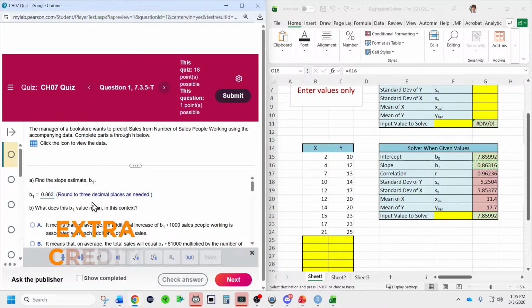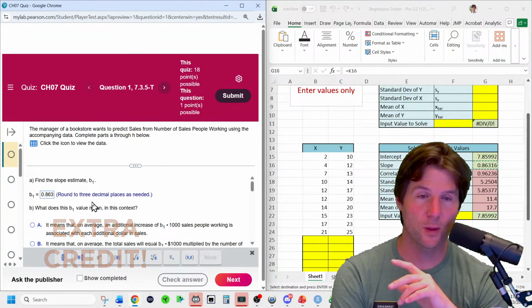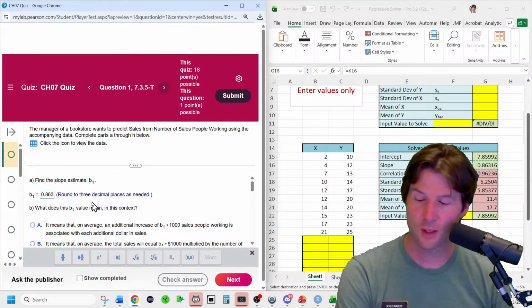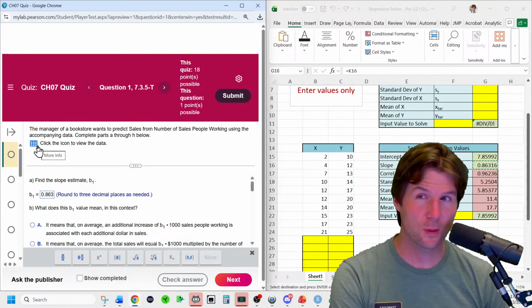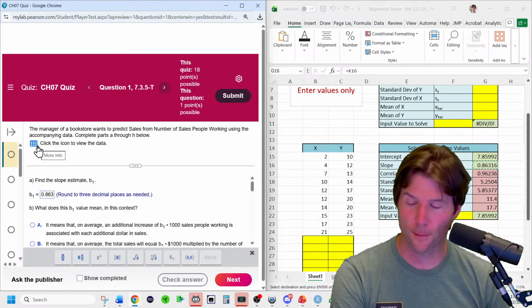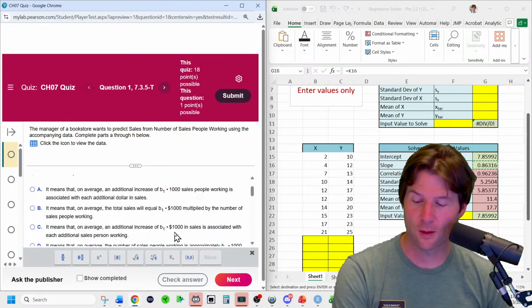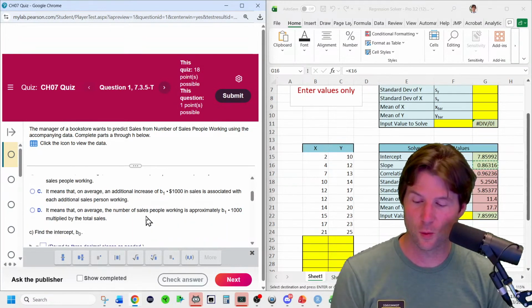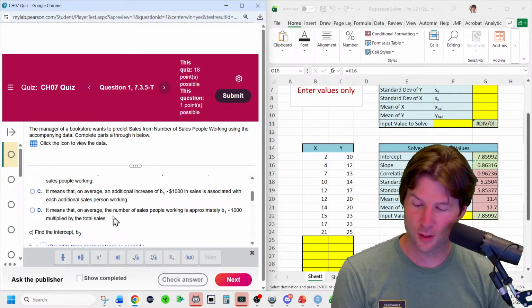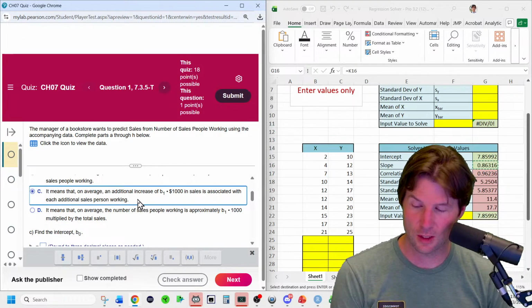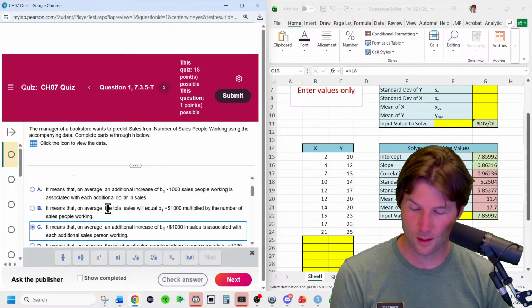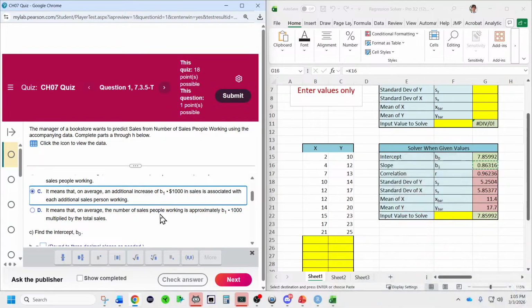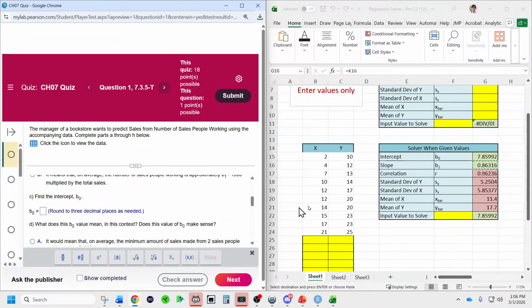What does B1 mean? The slope is, for each 1 unit increase in X, we expect Y to increase or decrease by B1 on average. So we are predicting the sales at a bookstore. For each additional worker, we expect sales to increase by this amount times 1,000 on average. So on average, an additional increase is associated with each additional person working. That should be right. Let me look at the other one in sales. There we go. It should be on average that an additional increase of this times 1,000 in sales is associated with each additional worker. Now we have the intercept.